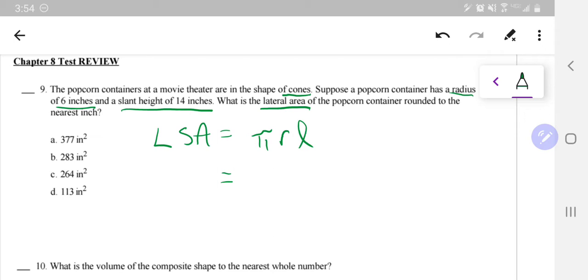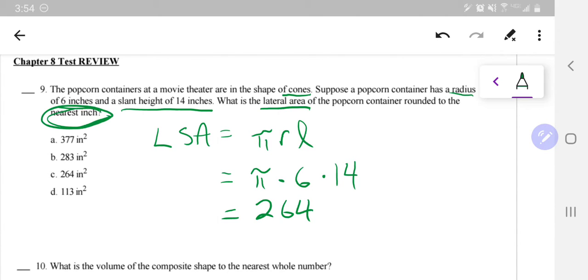All right, so we got pi times 6 times 14, and that gives us a result of 264. It gave me a bunch of decimals, but it says to round to the nearest inch this time. So I'm going to round it to that, and it's inches squared since it's surface area. Area is always inches squared, volume always inches cubed. So we have C there.